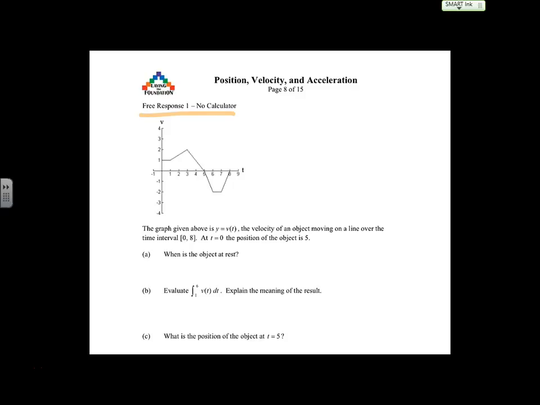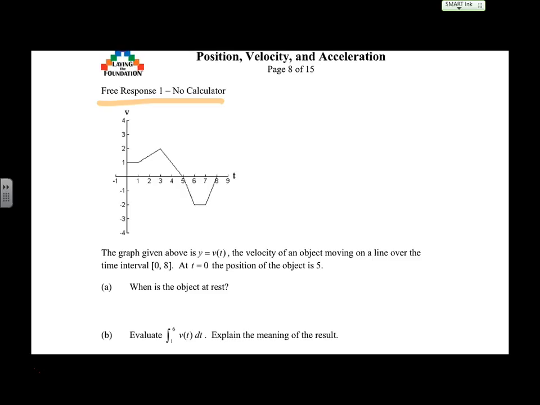Okay, free response number 1 is a non-calculator, and question guys, what do they give us a graph of at the very, very beginning? Got to interpret what we're given. Velocity. AKA the graph of the derivative of the position, true? Moving on a line over the time interval 0 to 8, and they also tell us an initial position.